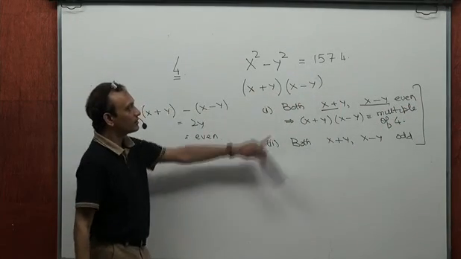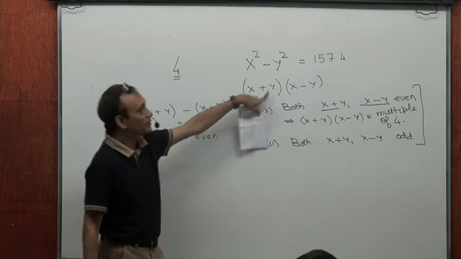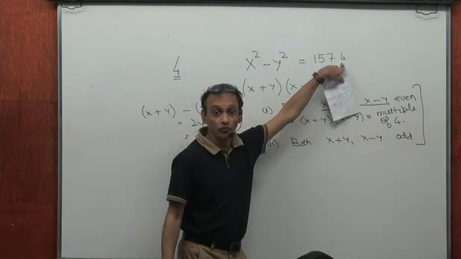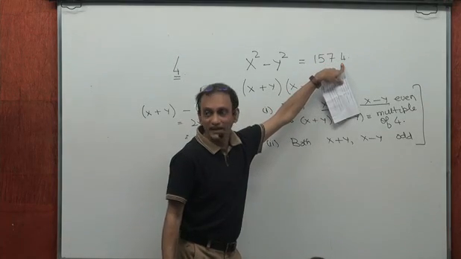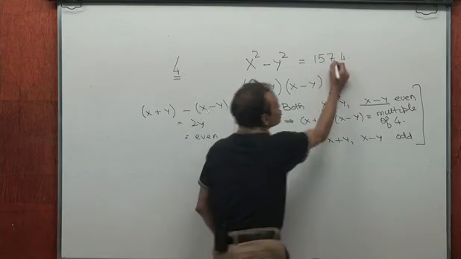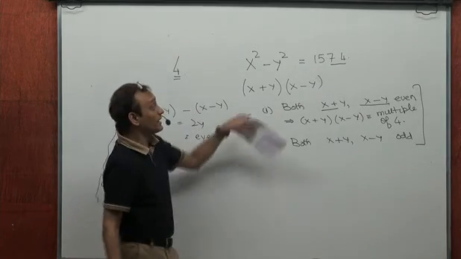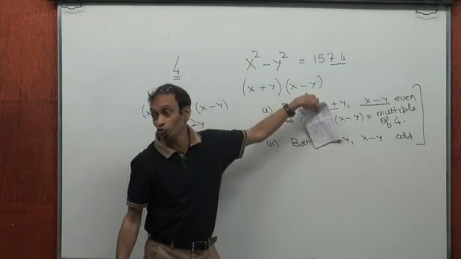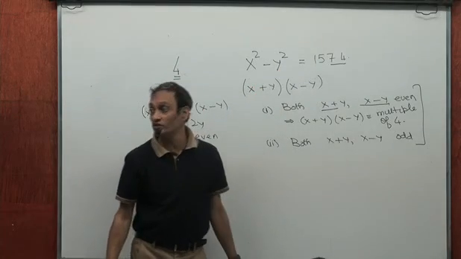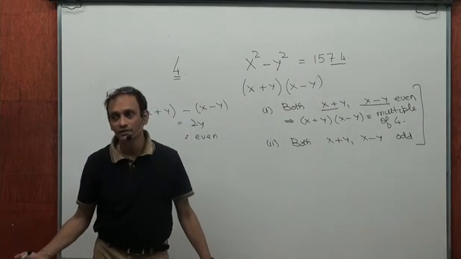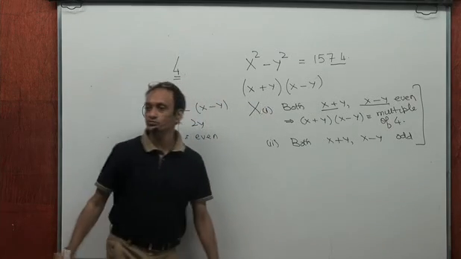So the left hand side is a multiple of 4, but is the right hand side divisible by 4? No, because the last two digits are not divisible by 4. So it's not divisible by 4. But the left hand side is divisible by 4. So is this possible? Left hand side divisible by 4, right hand side not divisible by 4. That's not possible. So this case is ruled out.